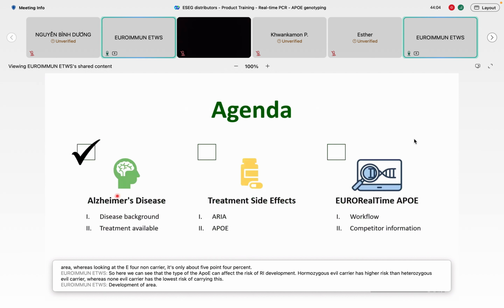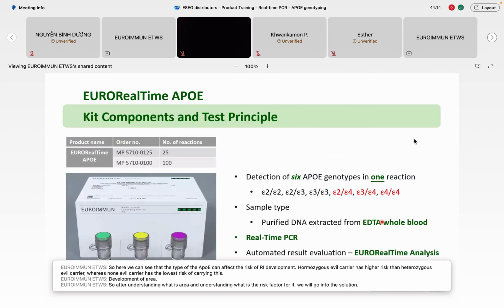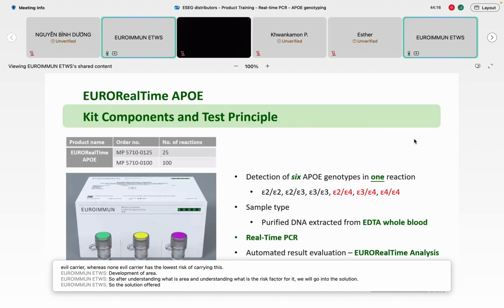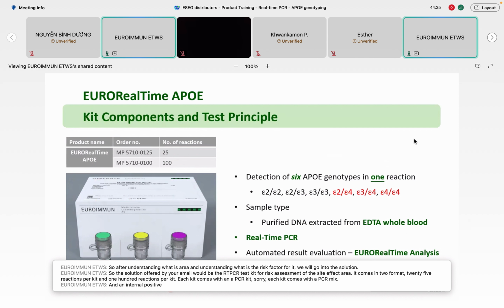So after understanding what ARIA is and what the risk factor for it is, we will go into the solution. The solution offered by Euroimmun would be the RT-PCR test kit for risk assessment of the side effect ARIA. It comes in two formats, 25 reactions per kit and 100 reactions per kit. Each kit comes with a PCR mix and an internal positive control.